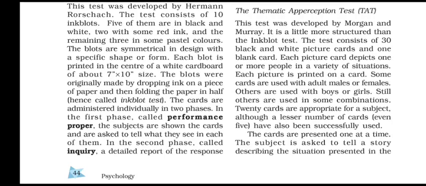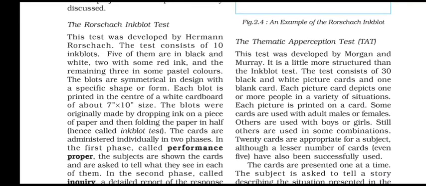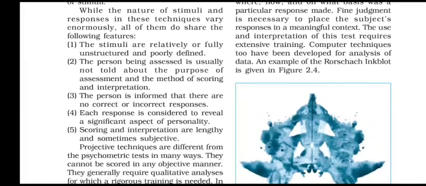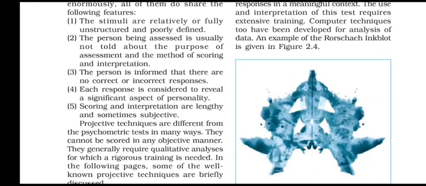The cards are administered individually in two phases. In the first phase, called performance proper, the subjects are shown the cards and are asked to tell what they see in each of them. In the second phase, called inquiry, a detailed report is prepared by asking the subject to tell where, how, and on what basis the particular response was made. Fine judgment is necessary to place the subject's responses in a meaningful context. The use and interpretation of this test requires extensive training. Computer techniques too have been developed for analysis of data.